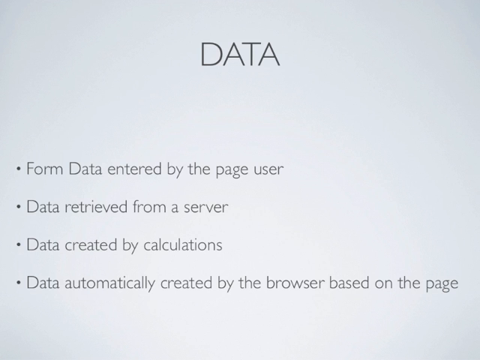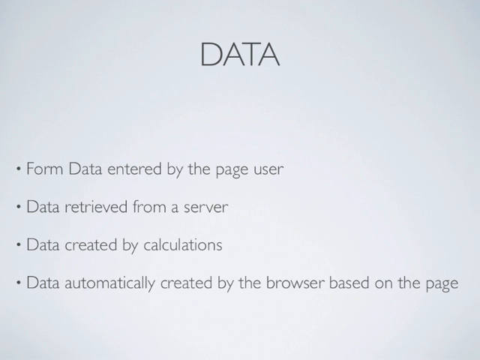Now, in JavaScript, data can come from a variety of different sources. On a web page, we may create a form. A user could then fill data into that form, and the data that was filled into that form would be available to us in JavaScript. Data could also be retrieved from a server, possibly through an AJAX call, which is something we'll talk about a bit later in the course.